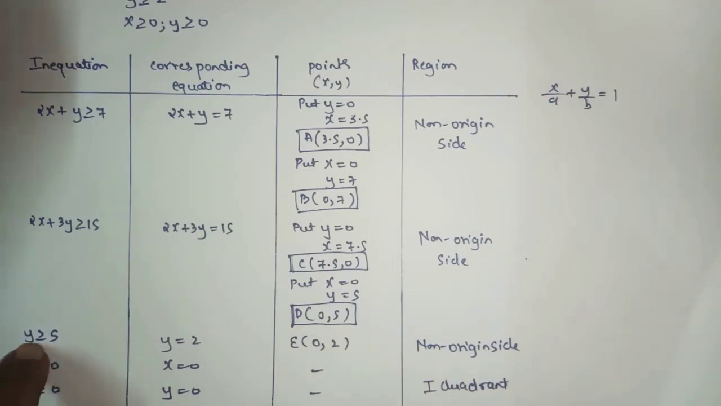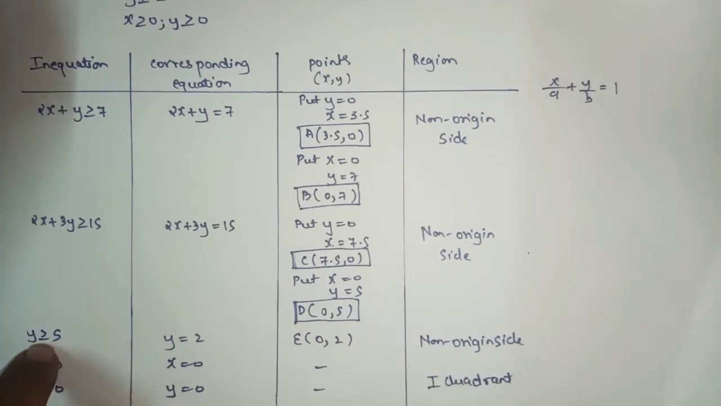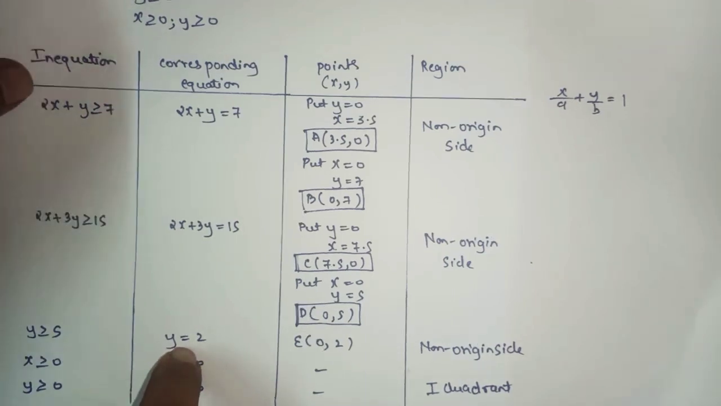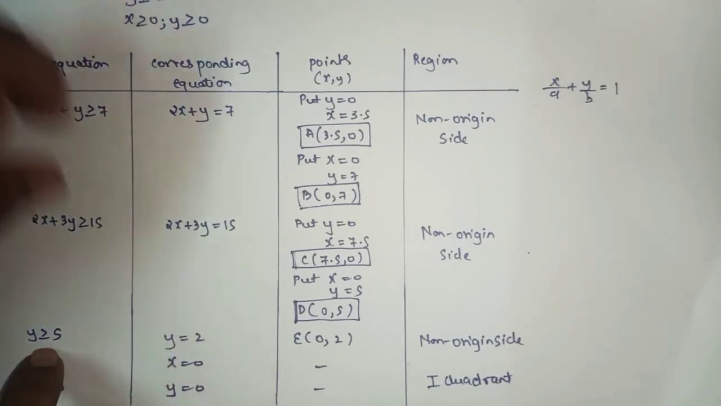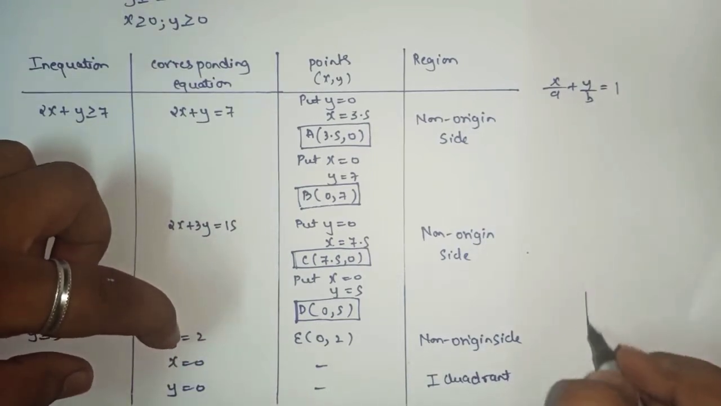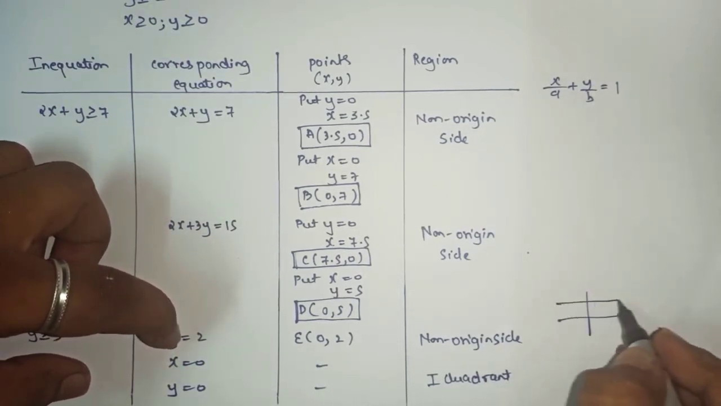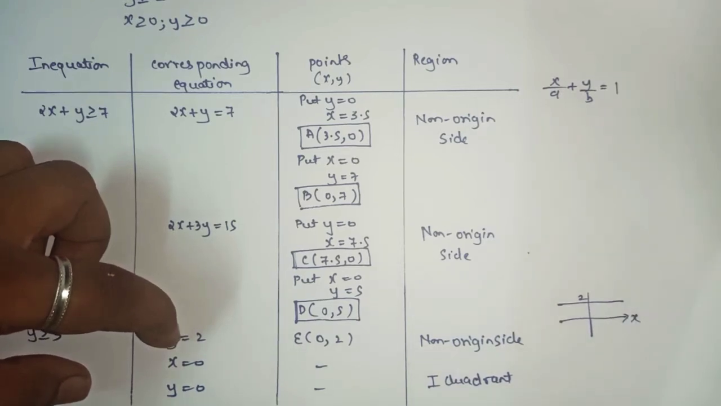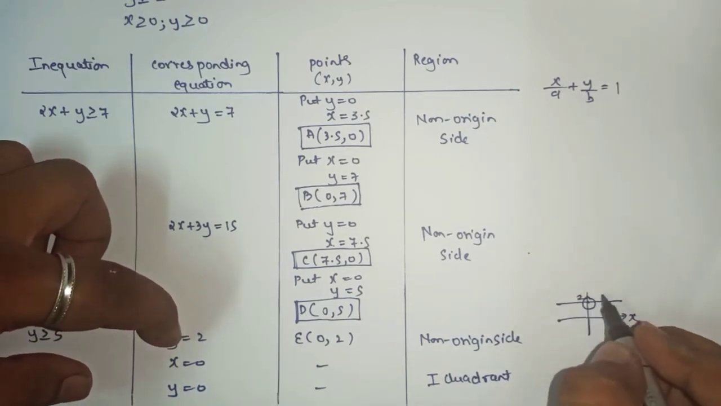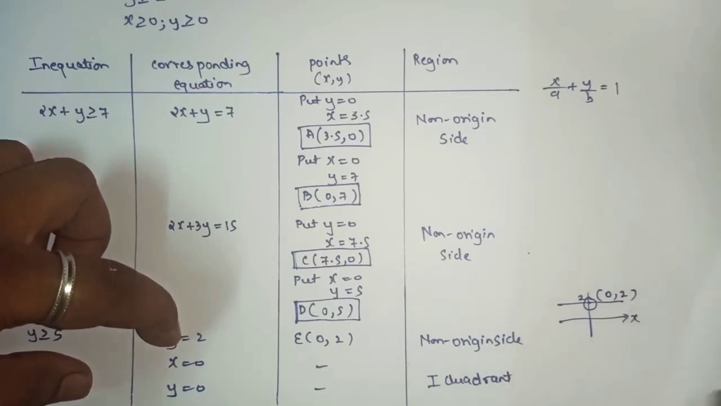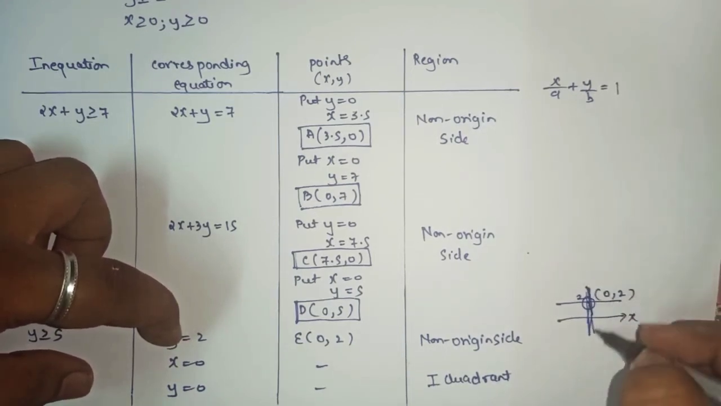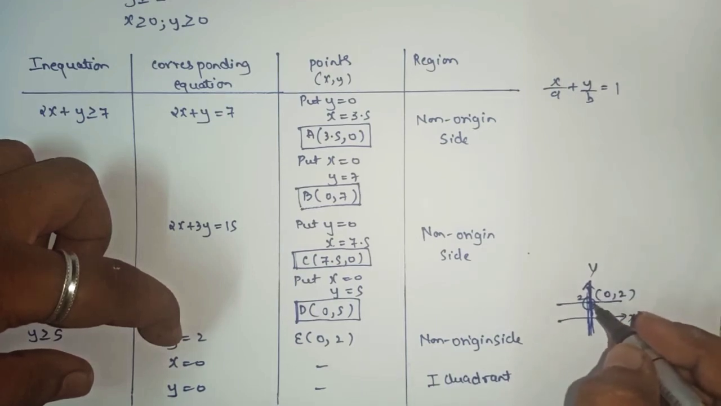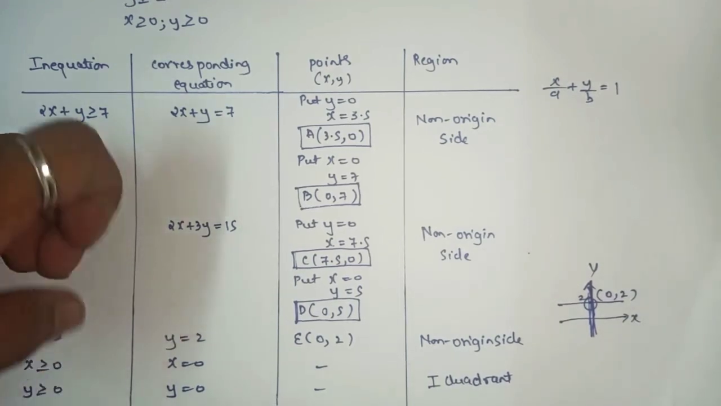y greater than equal to 2, as it contains only one variable, so its corresponding equation will be what? y equal to 2. As it is y equal to 2, we know that the line will pass through 2 but will be parallel to the x-axis, and here the point will be what? 0 comma 2, as it lies on the y-axis. So here the coordinate will be 0 comma 2. Remember this.